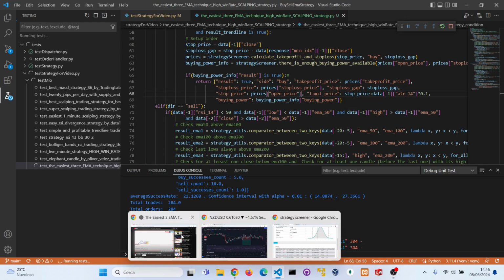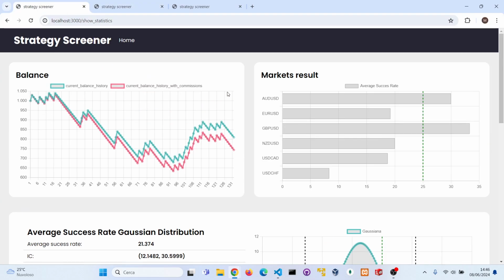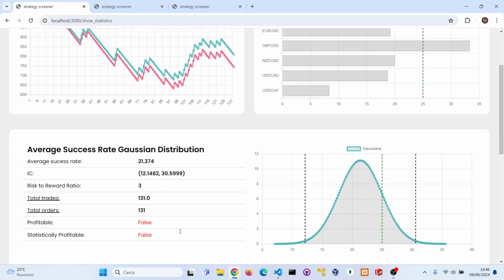Let's reveal the basic result of this strategy. As you can see, this strategy is not profitable. The average success rate to break even is here, 21 is here, so the strategy is not profitable and also not statistically profitable because our lower bound doesn't go past 25. Very, very bad.